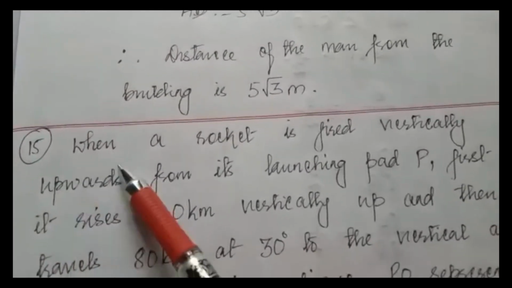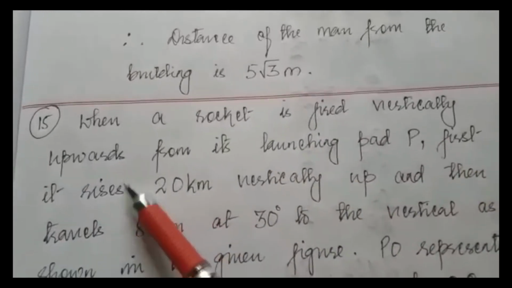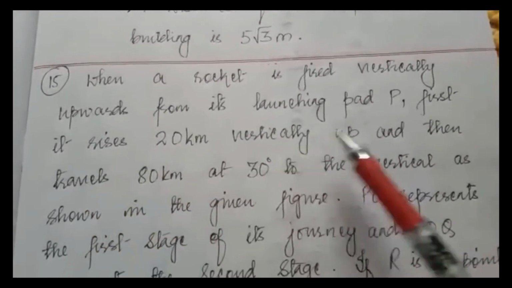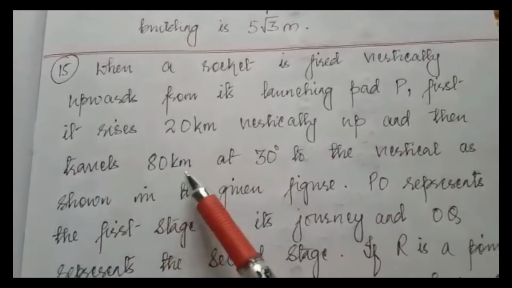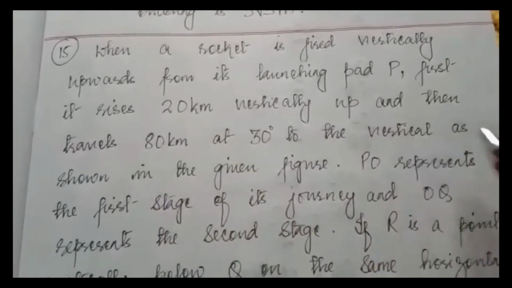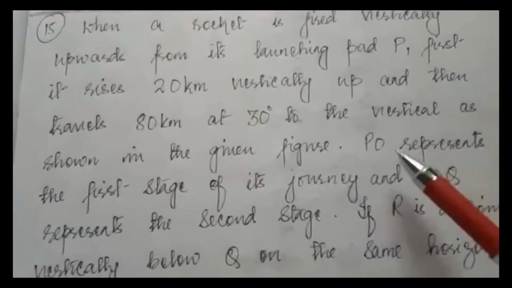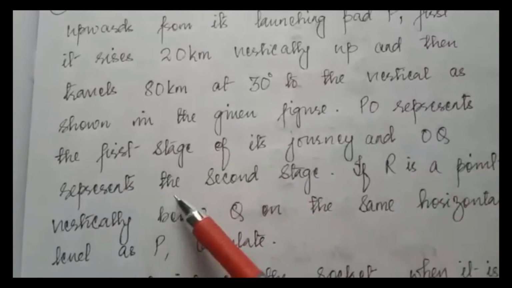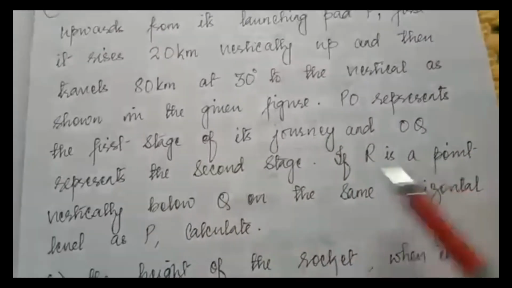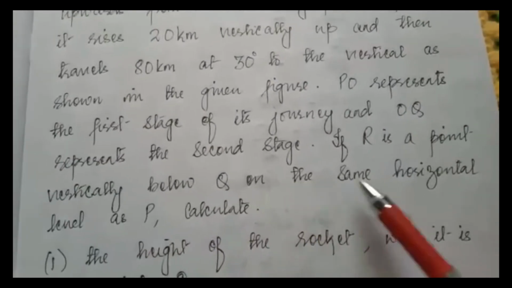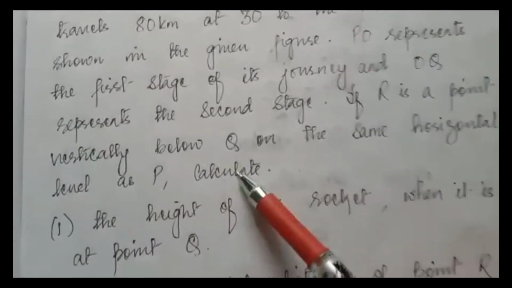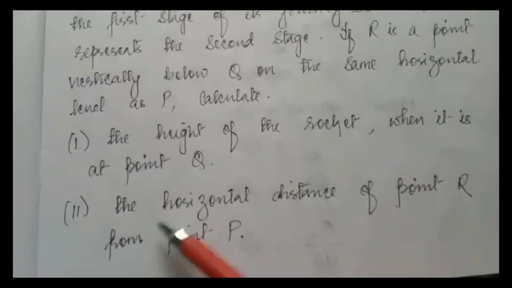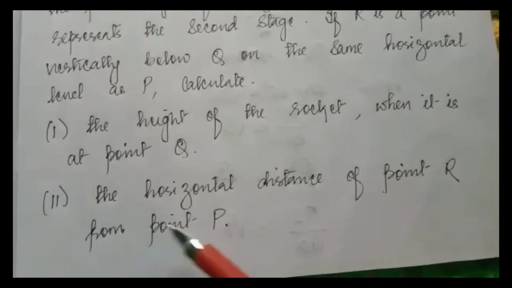Now question number 15. When a rocket is fired vertically upwards from its launching pad P, first it rises 20 km vertically up and then travels 80 km at 30 degrees to the vertical as shown in the given figure. The figure is already given. PO represents the first stage of its journey and OQ represents the second stage. If R is a point vertically below Q on the same horizontal level as P, calculate the height of the rocket when it is at point Q and the horizontal distance of point R from the point P.